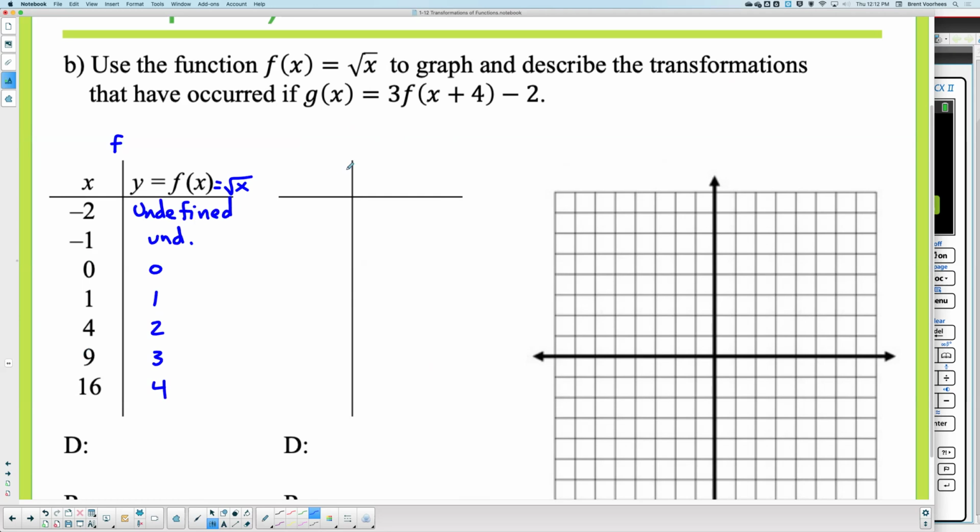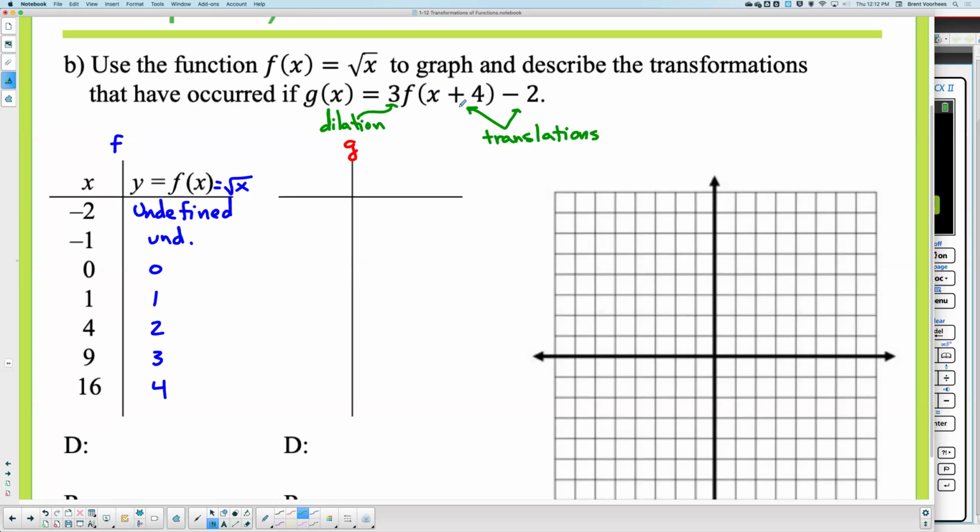All right, now I'm going to jump over and we're going to do G. Now to call out the transformations we're going to have this time. What do you call something that's multiplying? That's a dilation. What do you call something that adds? Translation. What do you call something that subtracts? These are both translations. Good. Okay.